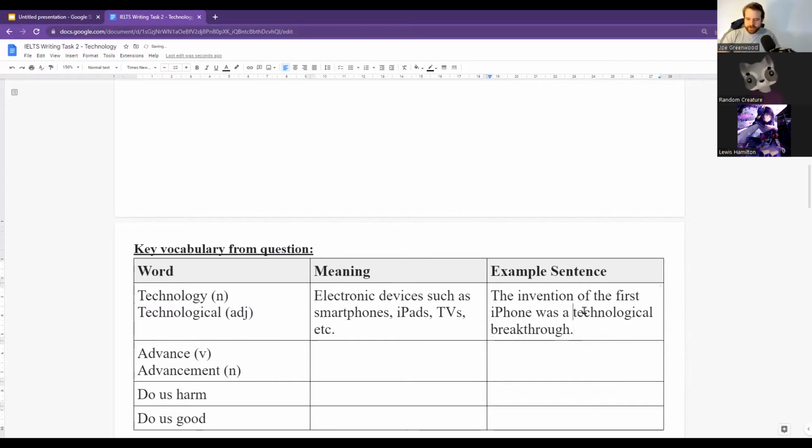So technological breakthrough. Now advance. What does advance mean? Advance is to continue. Yeah, you could say continue, or get better, or move forward. Like evolve. Yeah, evolve could be a word for it. The advancement of animals is evolution, right? That's how animals advance.